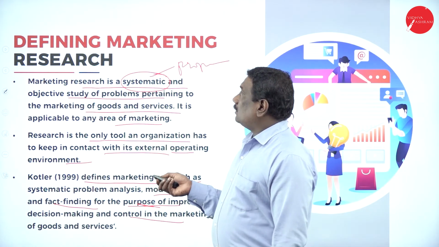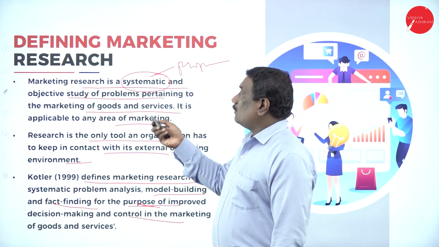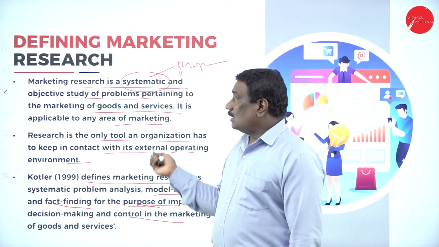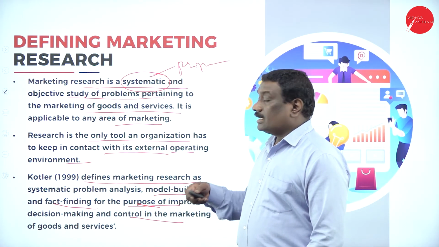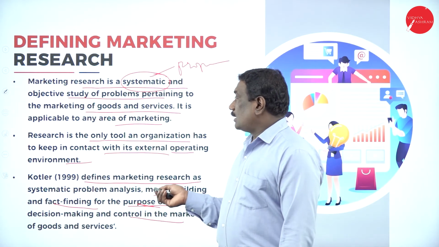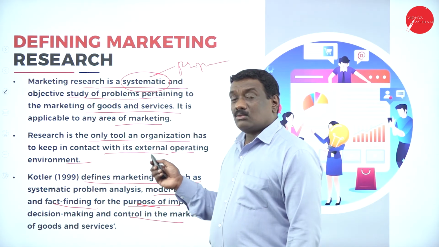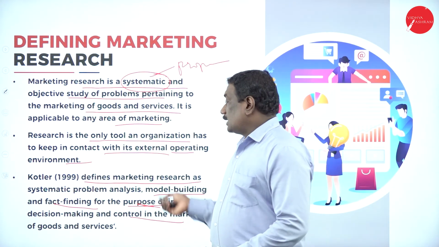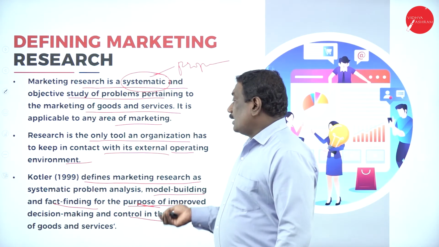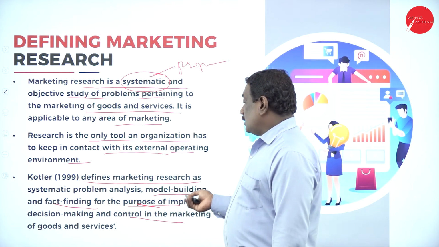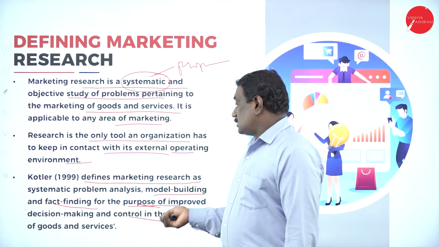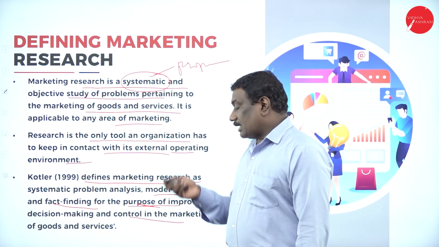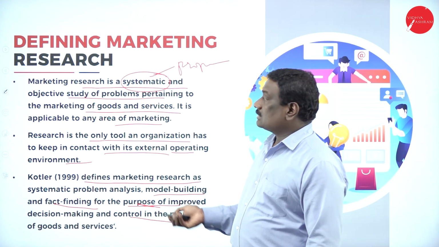Then, defining marketing research. As I told you, marketing research is a systematic and objective study of problems pertaining to the marketing of goods and services, and it can be applied anywhere in the marketing areas. This research is a tool for the organization to keep track of the external operating environment. The definition given by Kotler describes it as systematic problem analysis, model building and fact finding for the purpose of improved decision making and control in the marketing of goods and services.